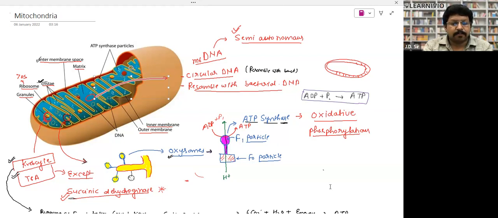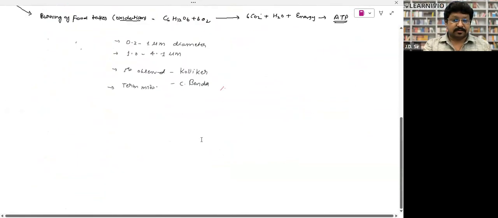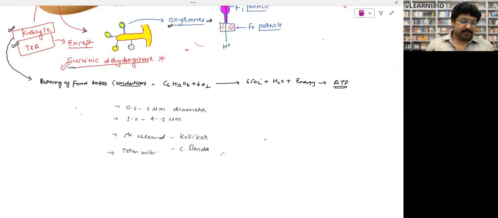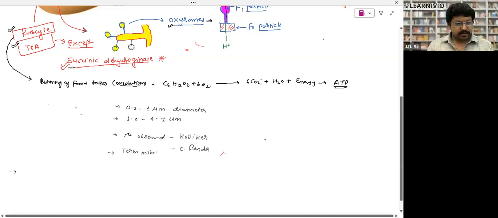Right. So start writing down about the mitochondria. Who discovered the mitochondria? This is an important question. Basically, mitochondria are first observed by, give me 1 second.